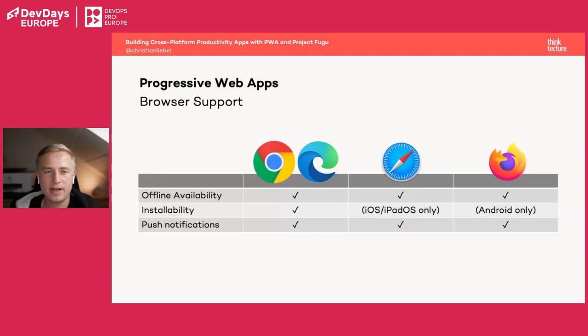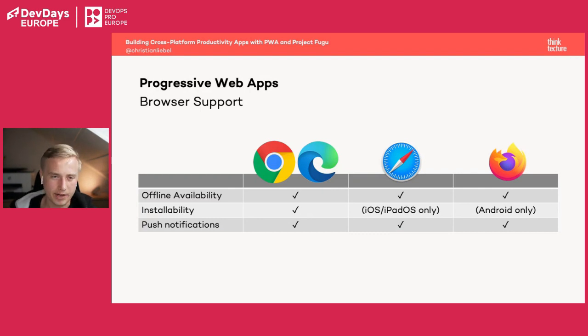Let's have a look at where those capabilities are present. Service workers are supported by all major browsers, so the Chromium-based ones, Chrome, Edge, Opera, Vivaldi, Brave, and whatnot. Also supported by Safari, so WebKit, and by Gecko and Firefox. And this means that offline capability is available on all of those platforms shown here, so on all recent browsers.